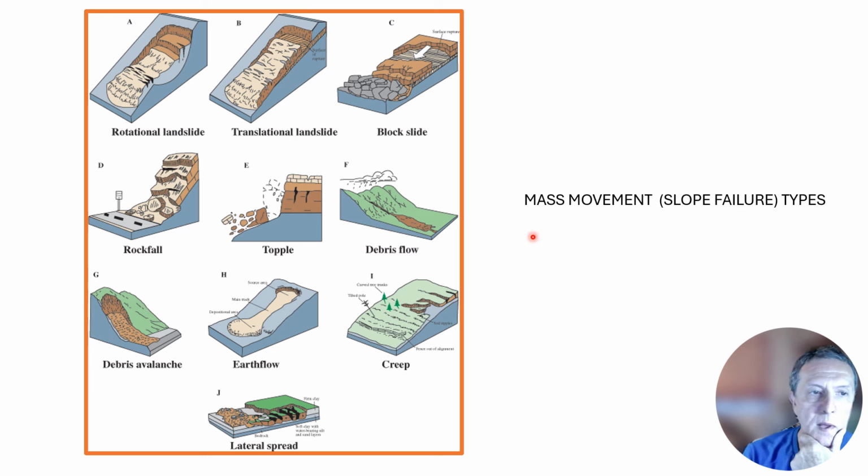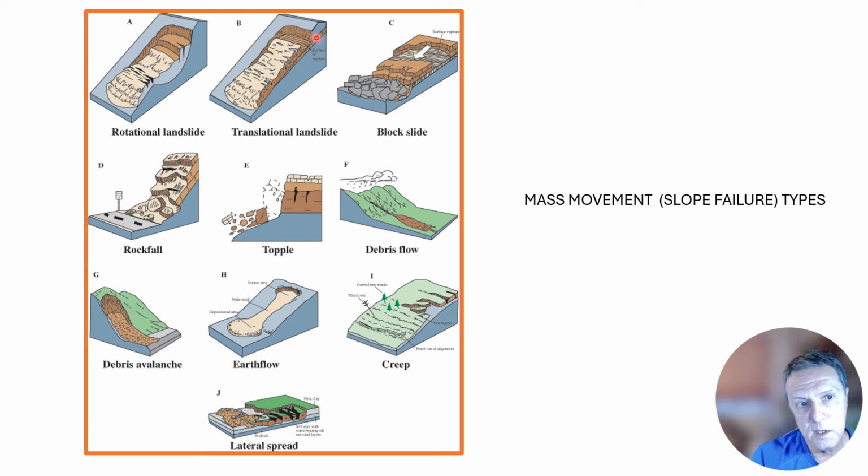There are different types of mass movement or slope failure. These are rotational landslides, where you have a well-defined curved surface. So the slide slips downwards and then kind of rotates. And you can find these in deep clay-rich hillsides, or where there's a well-defined weak plane running through the base of the slope failure.